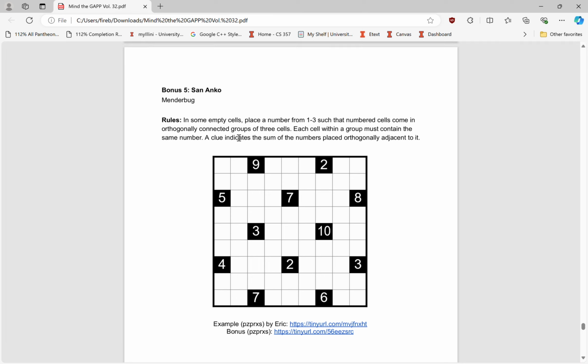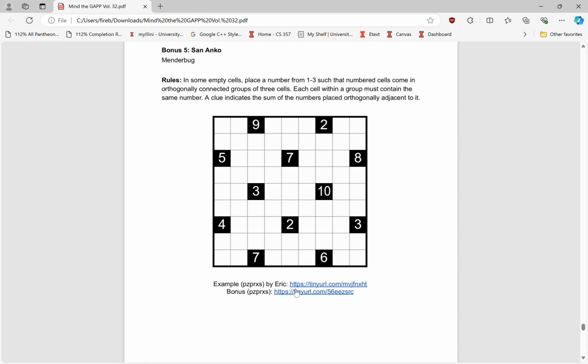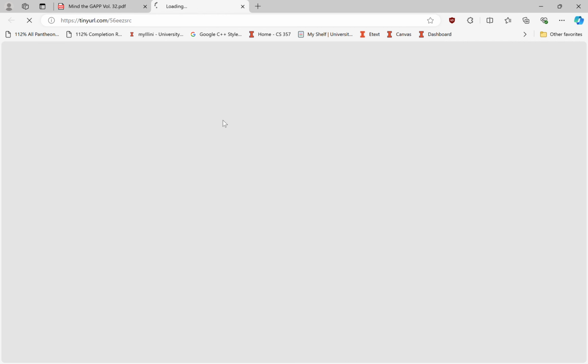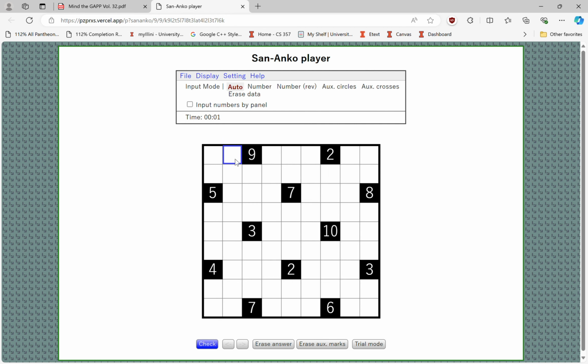In some empty cells, place a number 1 to 3, such that numbered cells come in orthogonally connected groups of 3 cells. Each cell within a group must contain the same numbers. A clue indicates the sum of the numbers placed orthogonally adjacent to it. Okay. So essentially we're making blocks of 3 of the same number, and we can use some of these givens to tell us what numbers have to be somewhat around them.